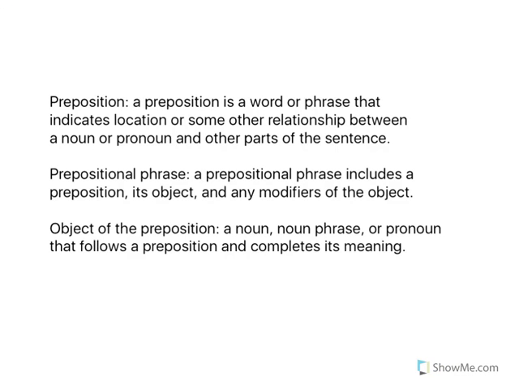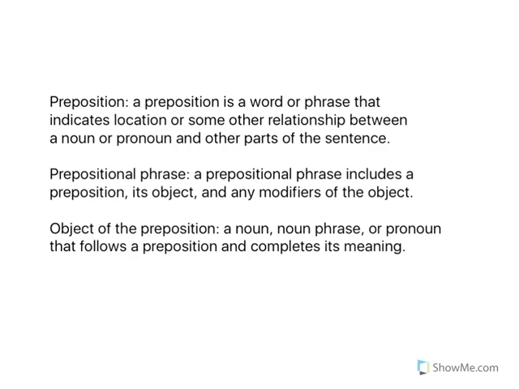A preposition is a word or phrase that indicates location or some other relationship between a noun or pronoun and other parts of the sentence. So some examples of prepositions would be in, near, beside, on top of, that indicate location, or about, after, besides, instead of, in accordance with. These prepositions might be easier to notice if you go and look at a list of prepositions and review them so that you can be familiar with some of them.